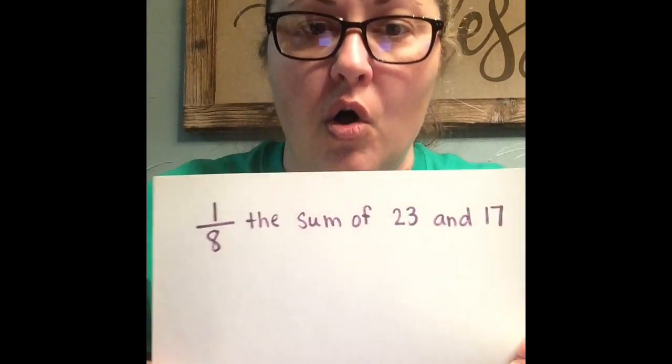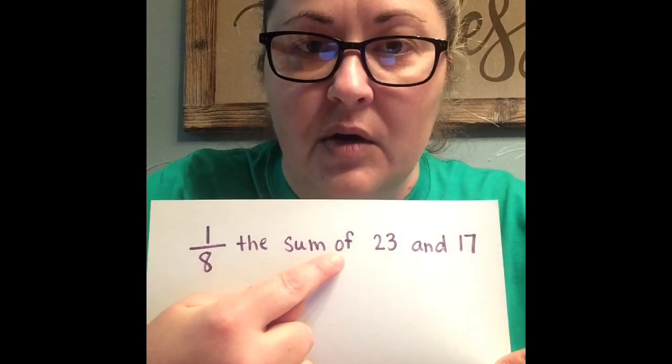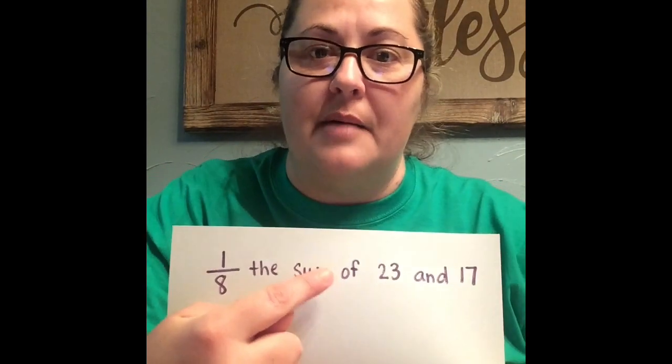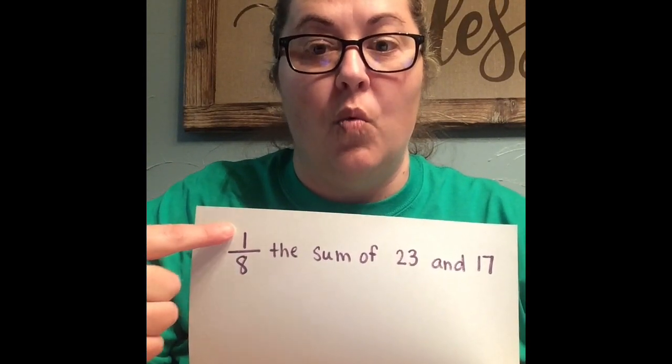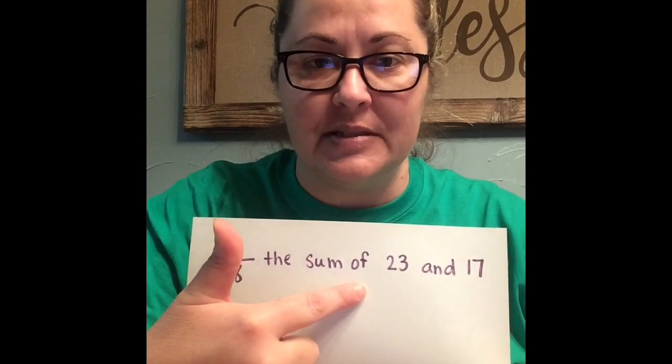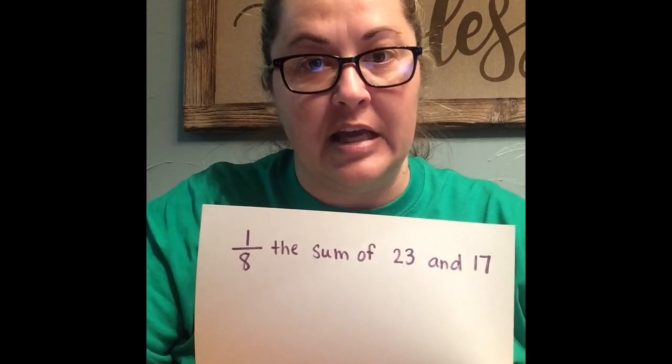These problems are all in word form. Okay? There's your magic word right there, of. What does of mean? Of means to multiply. So when we look at this and we rewrite the problem, we're going to write 1/8 times, and if you don't know what sum is, of course that's going to kick you right in the knee. Okay? But sum means to add.